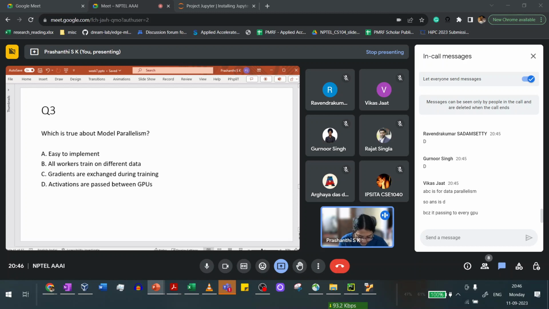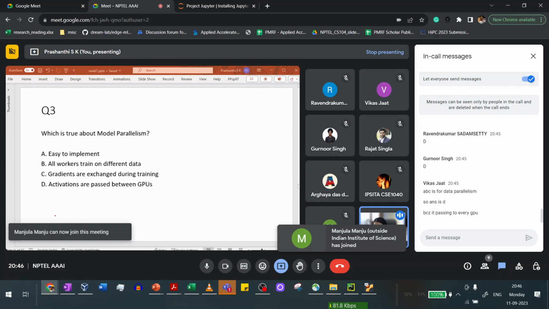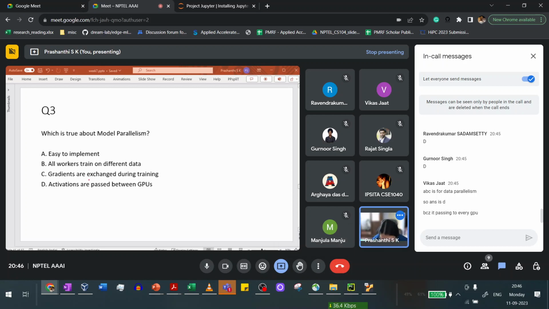Think about what you know about data parallelism and model parallelism. That will give you an idea of what the answer should be. For instance, what is exchanged? How is it partitioned? Is it based on data? Is it based on the model? And things like that. I'll wait for a few more seconds and then we'll look at the answer.